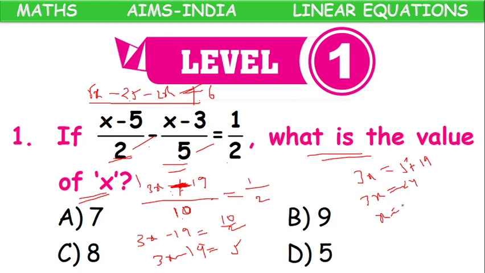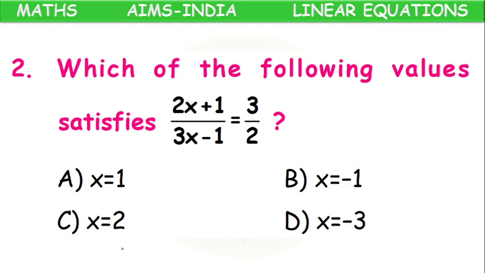x equals 24, this 3 will come down by 3. 3 eights are 24. So what is the answer, children? Option C, 8, is the correct answer.